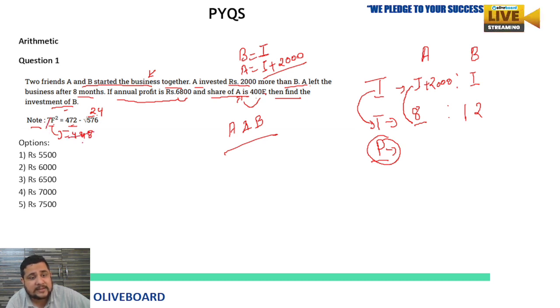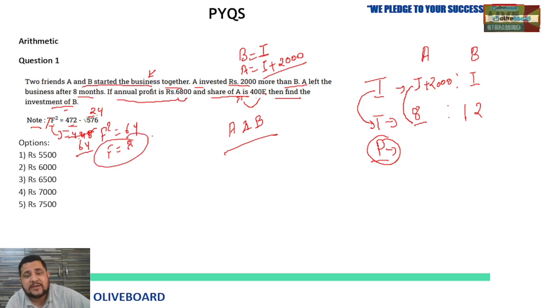By 7 you can cancel this 448. 7 6s are 42, then 2 8, 7 4s are 28, so 64. So F square is equal to 64, then F will be equal to 8. Now we have the value of F. So the share of A would be 400 multiplied by 8, that means 3200.